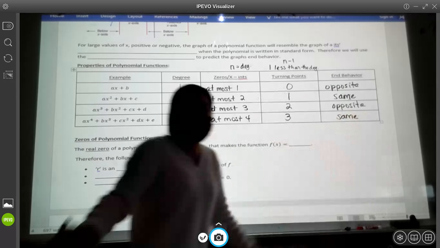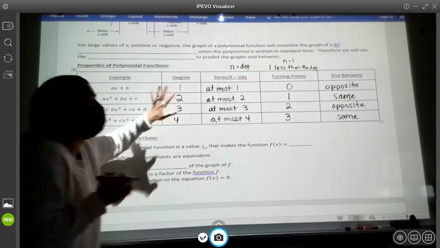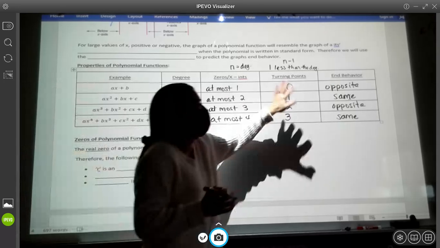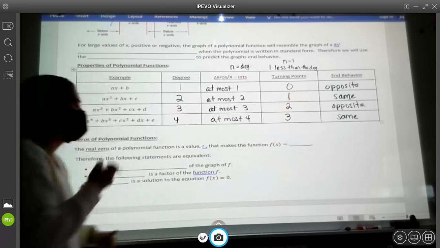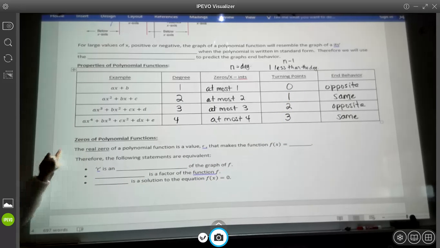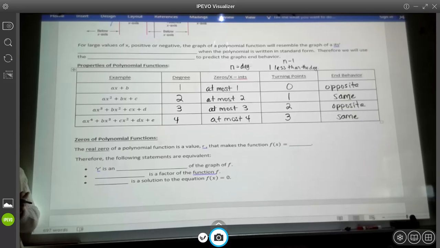And again, obviously we could keep going, but that's the theme. The number of x-intercepts should be equal to the degree, and the number of turning points can be at most 1 less than the degree. All right, and then the zeros, the x-intercepts of your polynomial functions, just to get some of the wording down.